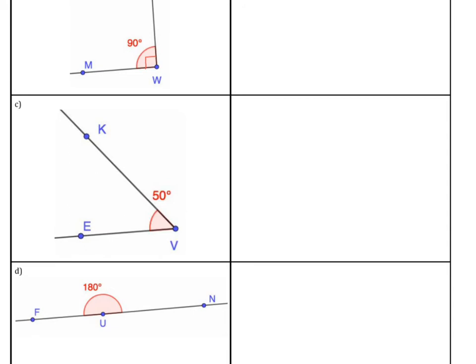All right, moving into part C. I have angle KVE or EVK, and it tells us that the measure of this angle is 50 degrees. Well, from our vocabulary earlier, any angle that measures less than 90 degrees is called an acute angle. So angle KVE is an acute angle because it measures less than 90 degrees.